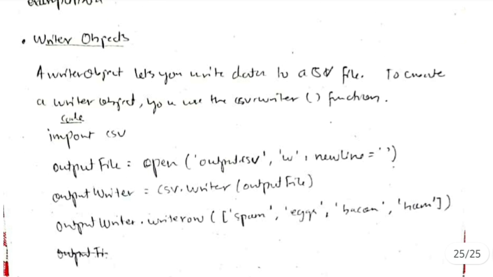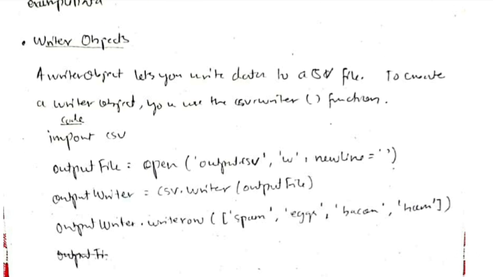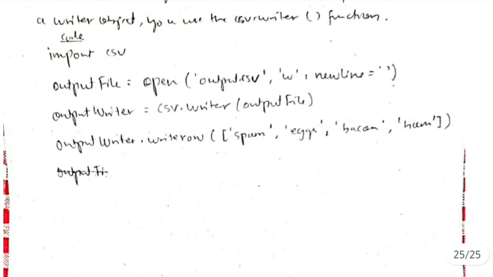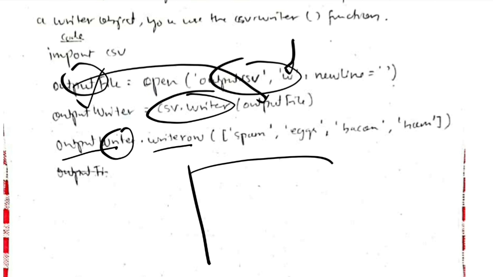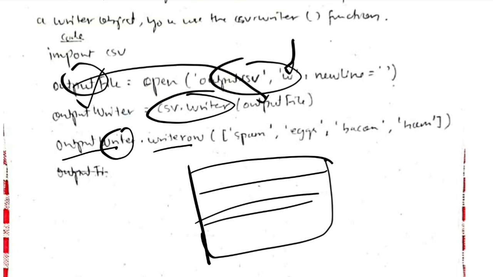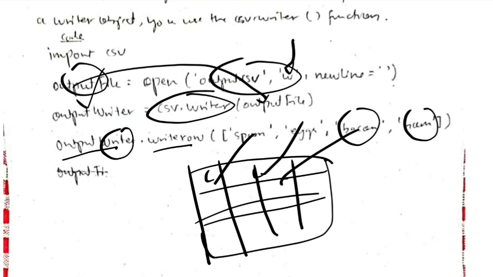The writer object also does the same thing. You have to use csv.writer. Open the file in write mode, and after that you'll pass that file to csv.writer, and output writer is the writer object. Then you will use output writer.writerow. Each time you will be writing a single row. In a single row, you pass all the elements, like the first column spam, second column x, third column bacon, and fourth column ham. So this will be stored in the first row of the CSV file. That's how you read and write.